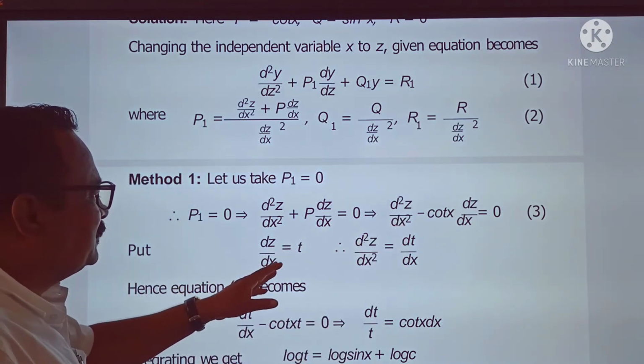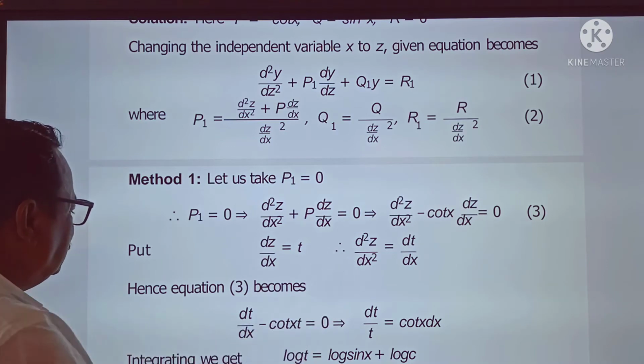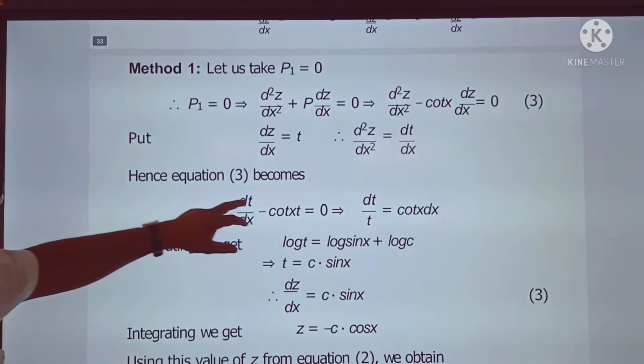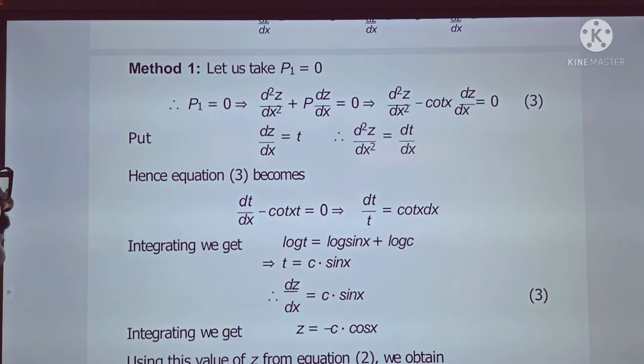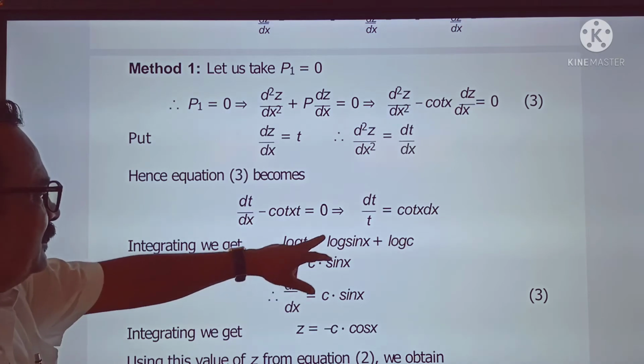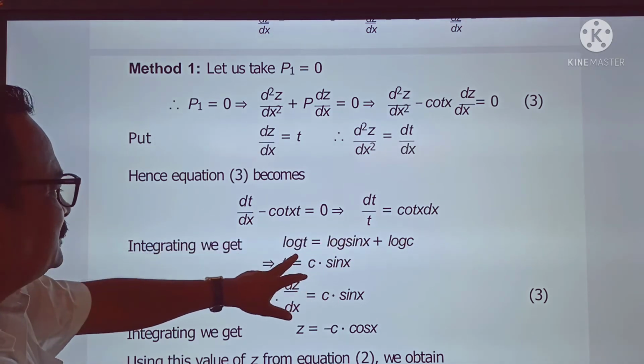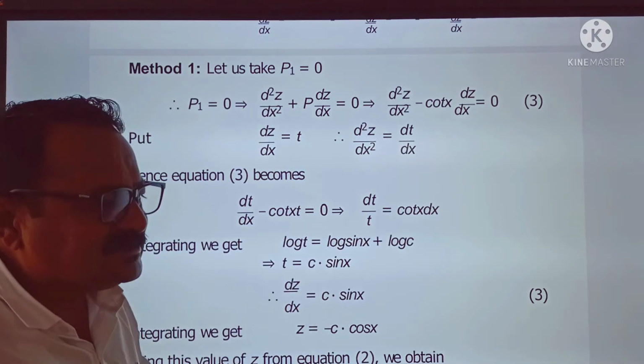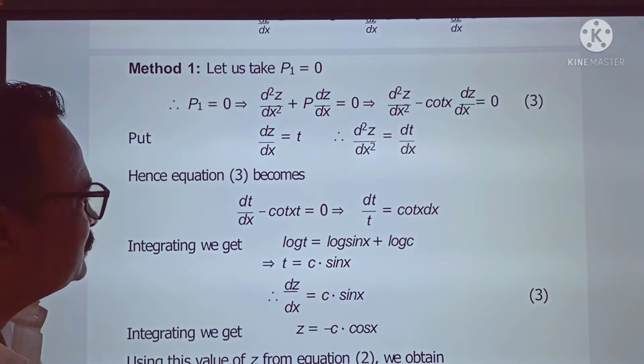So substituting dz by dx as t, we get the equation becomes dt upon t is equal to cot x dx. Integrating, we know the integration of 1 upon t dt is log t. Cot x means cos upon sin.